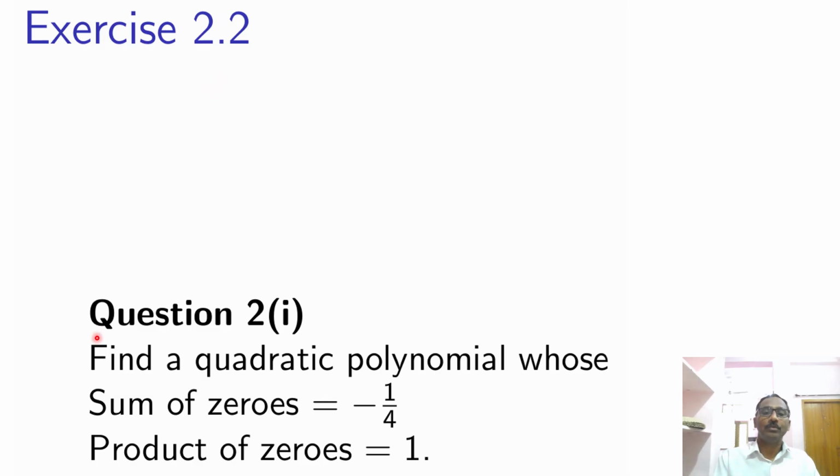Exercise 2.2, question number 2, first bit. Find a quadratic polynomial whose sum of zeros is minus 1 by 4 and product of zeros is 1. In this question, they are asking to find the quadratic polynomial. They gave the sum of zeros, that means alpha plus beta is given, and the product of zeros, that means alpha into beta is given. By satisfying these two conditions, we need to find the quadratic polynomial.